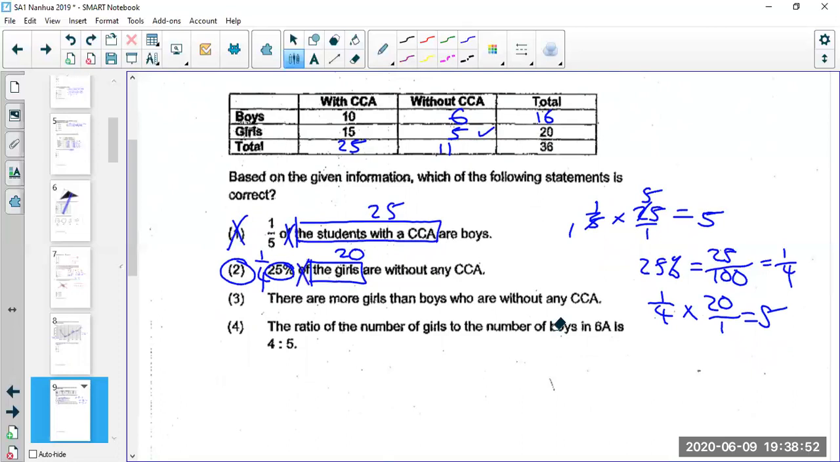Then look at number 3. Number 3, there are more girls than boys without CCA. Is it more girls than boys without CCA? No, it's actually more boys than girls. Okay, more boys than girls, not more girls than boys. Okay, then the ratio of the girls to the boys is 4:5. Is it true? Then you see the ratio of girls to boys. The girls is how many? The girls is 20, right? There are 20 girls altogether, and the boys is how many? 16. What's the ratio? The ratio is 5:4, not 4:5. So number 4 is wrong.